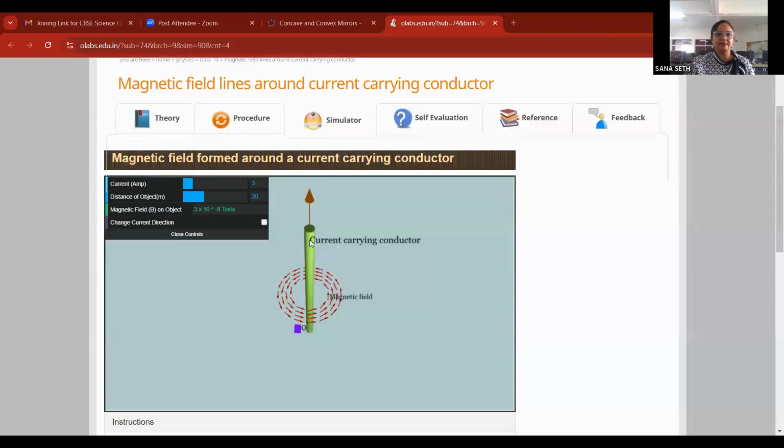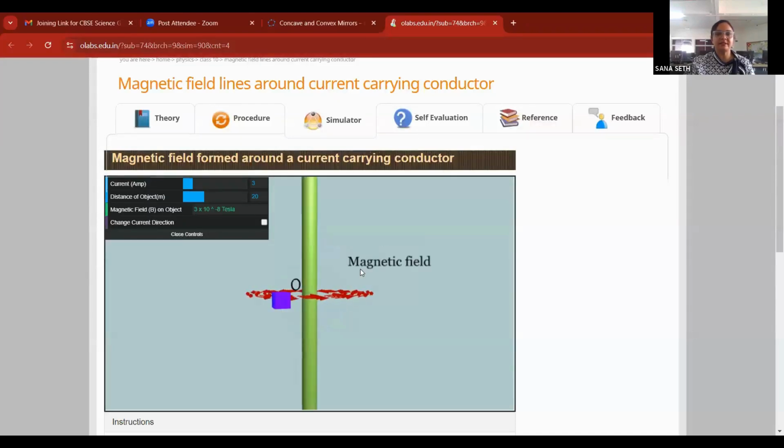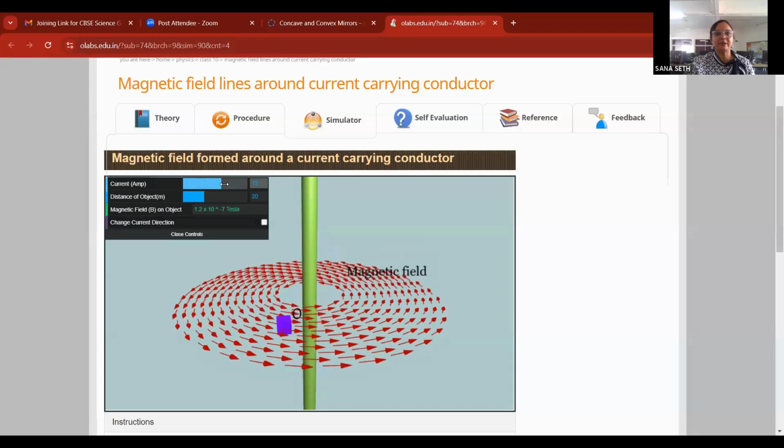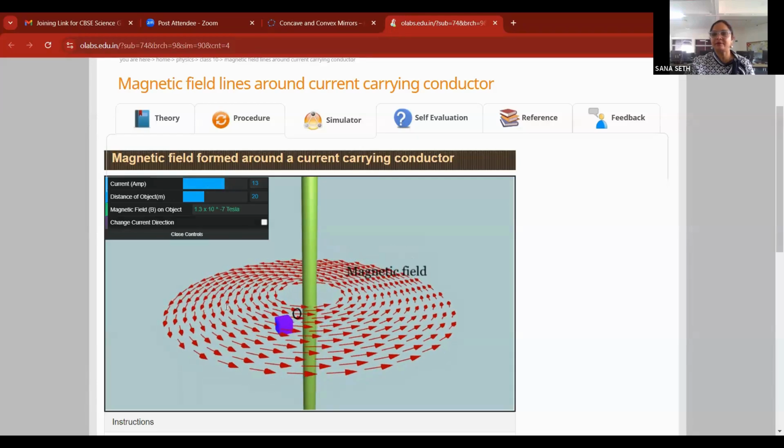yeah, you want to know how the magnetic field changes around a conductor. Okay, so this will help you to see the change. See, so this is how the field is around a conductor, right? Now you can see that there are variations allowed over here. I can increase the current. See, the moment I'm increasing the current, the field is becoming more powerful.